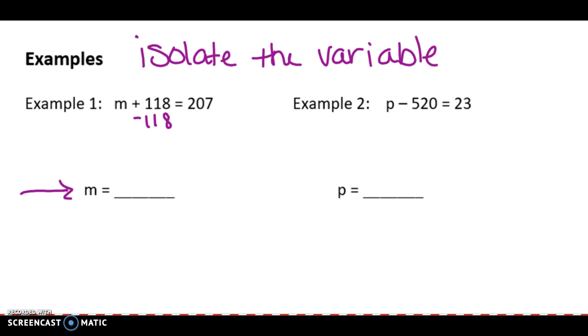And since it's an equation, that means the two sides are equal. So whatever I do to one side, I have to do the other side in order to keep them equal. So I'm going to subtract 118 from the other side. So from the left side, that just equals 0. So now M is by itself, because M plus 0 is just M. 207 minus 118 is 89.